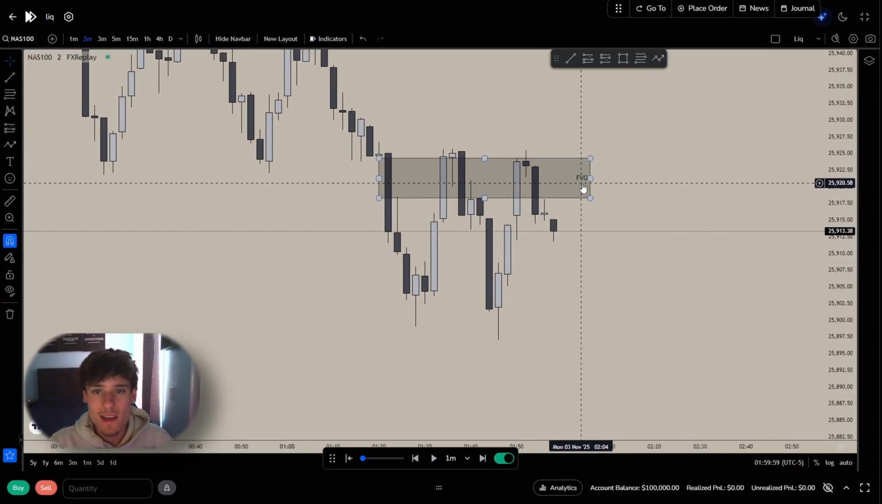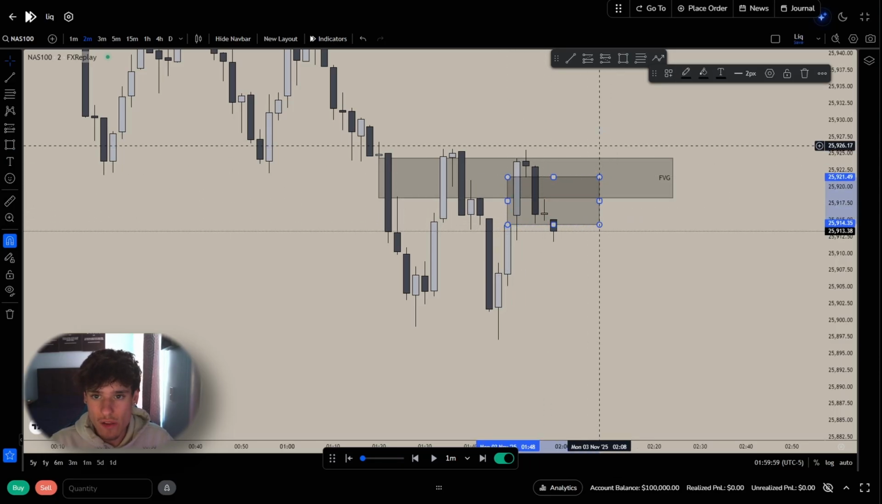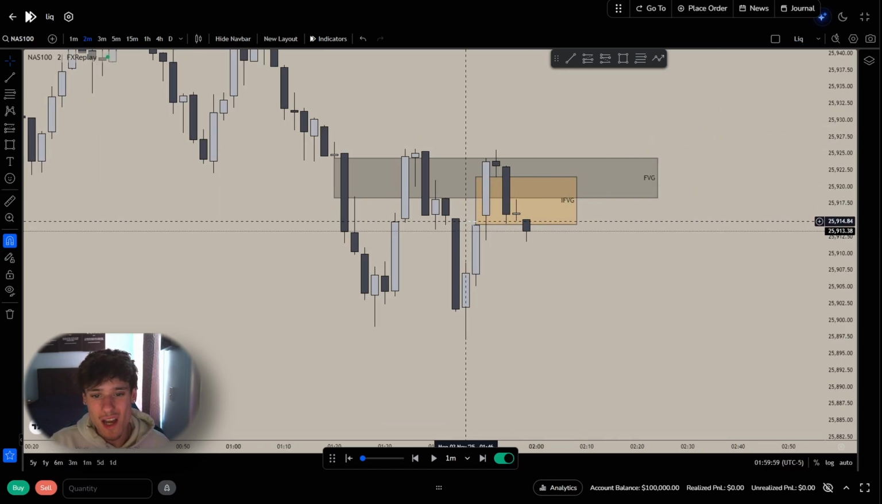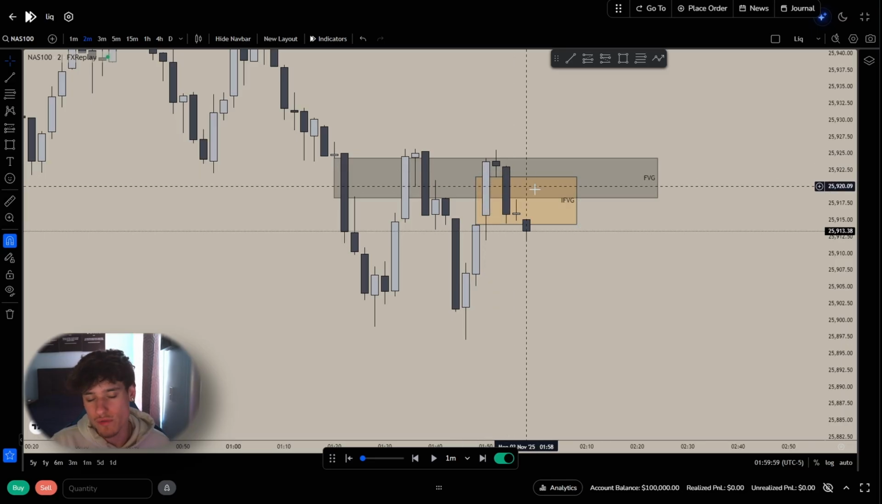Now, inversion fair value gap. What's an inversion fair value gap? It is simply a fair value gap, just inverted. It's not hard at all. Inversion fair value gap, again, between 3 candles, between the wicks. You can see this is a full body close, which just shows there was a big momentum in the market, which left a lot of buyers back and never actually got filled.